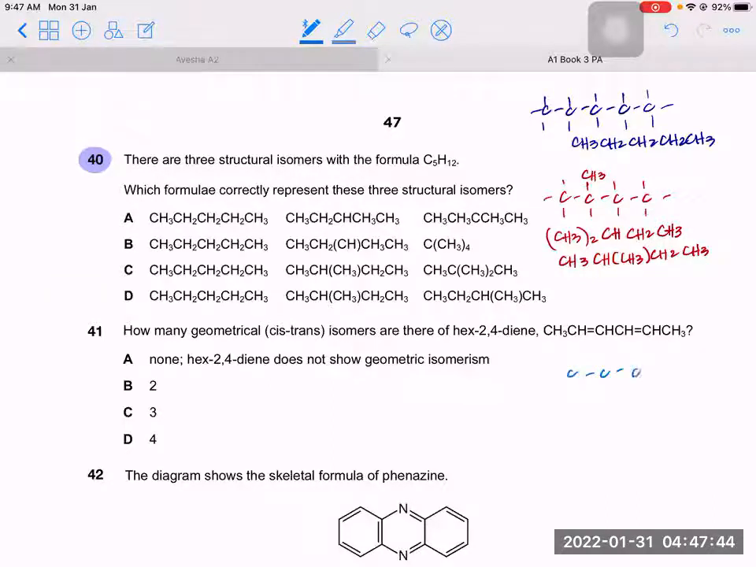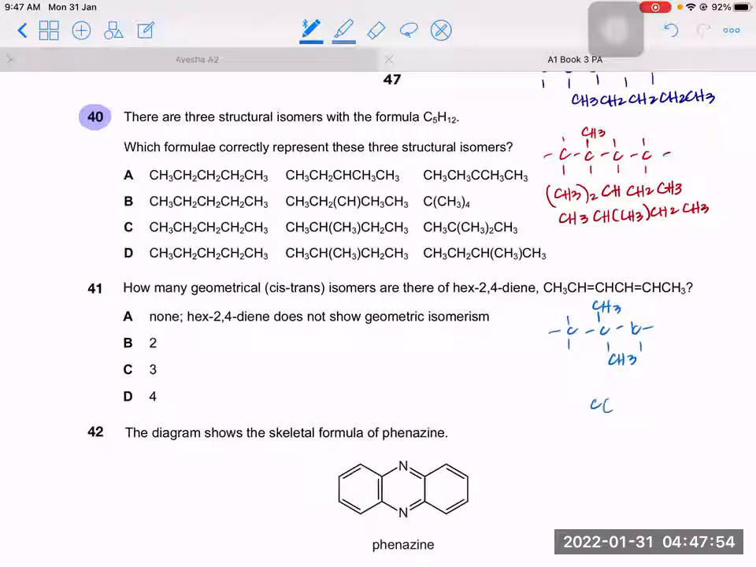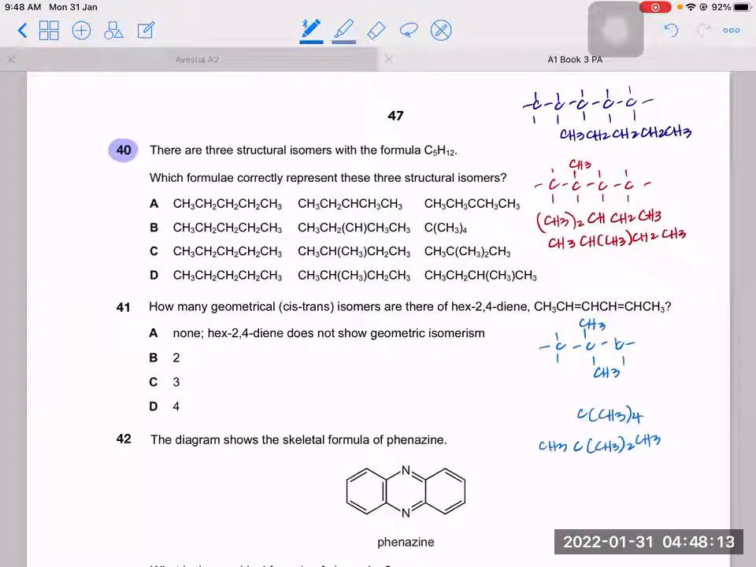So then you shorten the chain and you make what? 2,2-dimethyl propane. I can write this as CH3 4, 1, 2, 3, 4 attached to a carbon. Or if you want, you can write it as CH3, C bracket CH3 twice and another CH3. These are the structural isomers. Do you have any others? No.